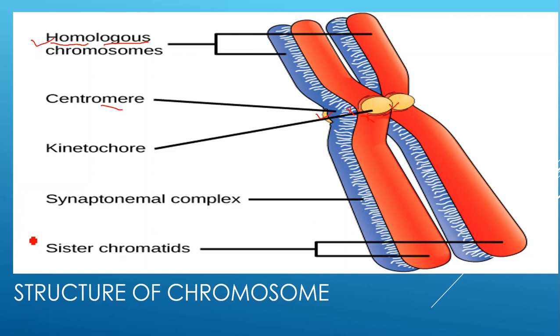Okay, synaptonemal complex is not important at your class level, but let me tell you once again. This is the junction, the joining point between these two chromosomes. Okay, and what do you understand by sister chromatids? Sister chromatids are the arms. These structures, the arms of the same chromosome, are called sister chromatids because they are similar. That is why they are called sister chromatids.